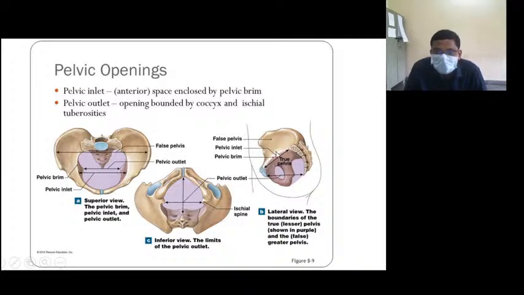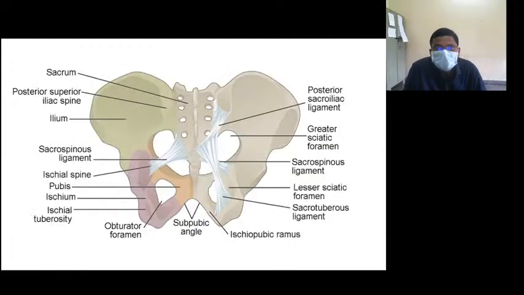You can see the region which is present above this arrow is nothing but the false pelvis or the greater pelvis, and the region which is present below this line, that is the pelvic brim, is called the true pelvis or the lesser pelvis. Only the lesser pelvis or the true pelvis is the one which will contain the pelvic viscera. And there are a few other structures which cross the pelvis.